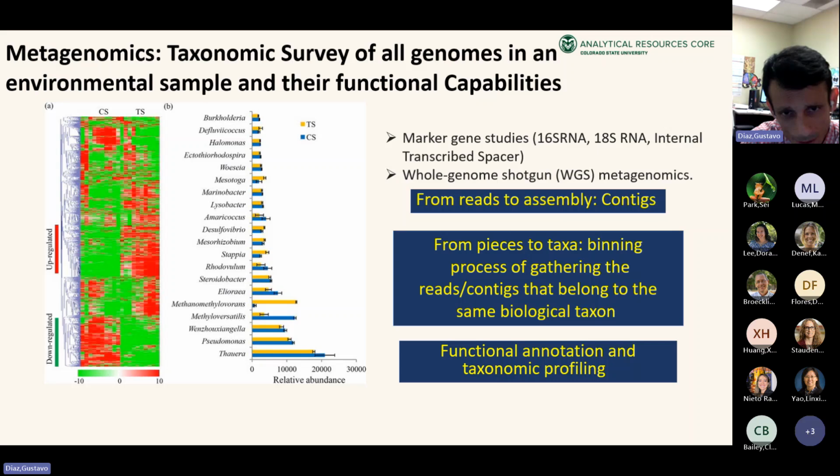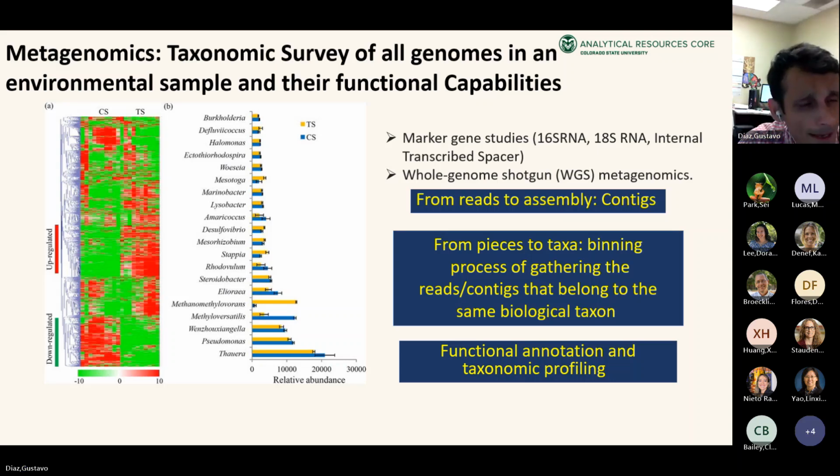Generally speaking, we get reads from fragments of the genes that we obtain from the sample, and then we do assemblies to build contigs. Those contigs are then put together in a process known as binning in order to gather them around similar taxa. And finally, we can perform functional annotation and taxonomic profiling.